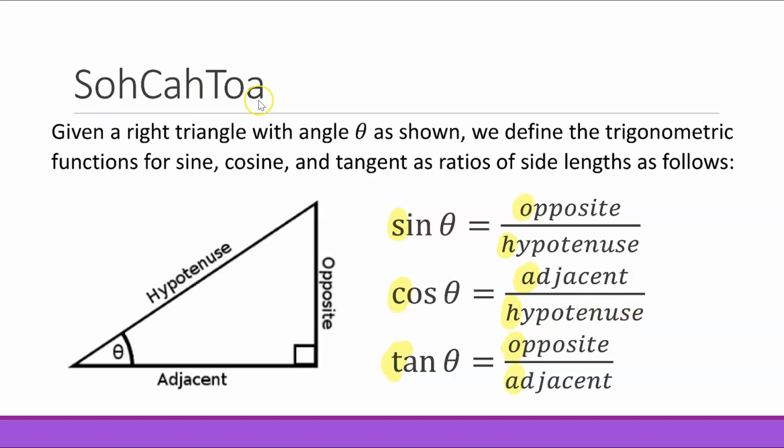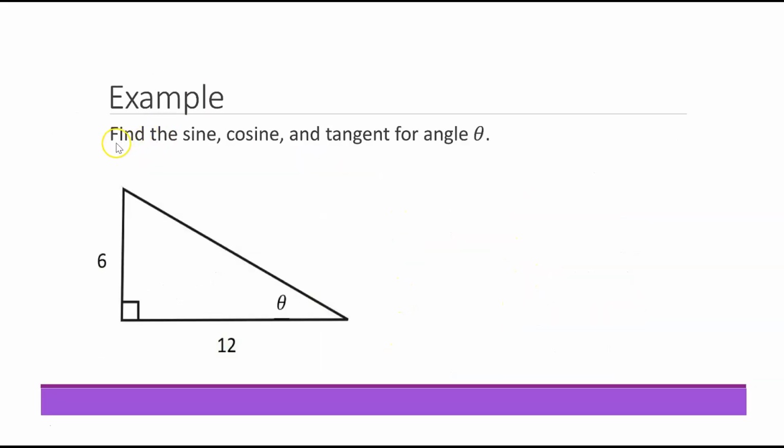part of SOHCAHTOA. In this example, we're asked to find the sine, cosine, and tangent for angle theta. So here's theta inside of a right triangle, and we have the side length that is opposite of theta, so 6 is the opposite side. We have the adjacent side length given as 12, so this is my adjacent side length. But what I'm missing here is the hypotenuse, the longest side, the side opposite the 90-degree angle.